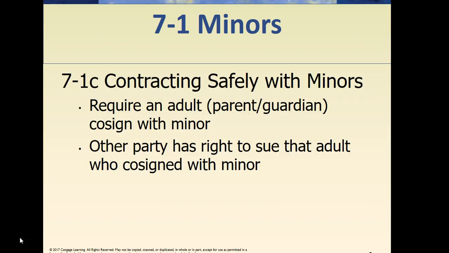So if you want to make a contract with minors, which is generally not a good idea, how do you protect yourself? You can require that an adult, a parent or guardian preferably, co-sign for the minor, because then you at least have the right to sue the co-signer. Even if the minor may void the contract, the parent or guardian that co-signed is still going to be on the hook. So you at least have some protections in terms of that.